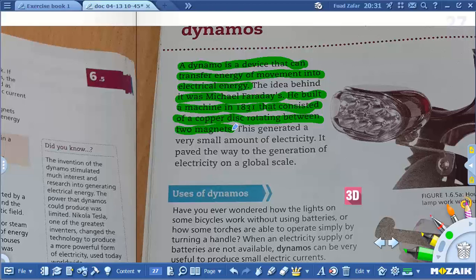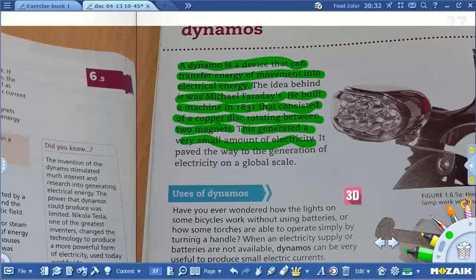What happens? This generates a very small amount of electricity. It paved the way to the generation of electricity on a global scale in the world.